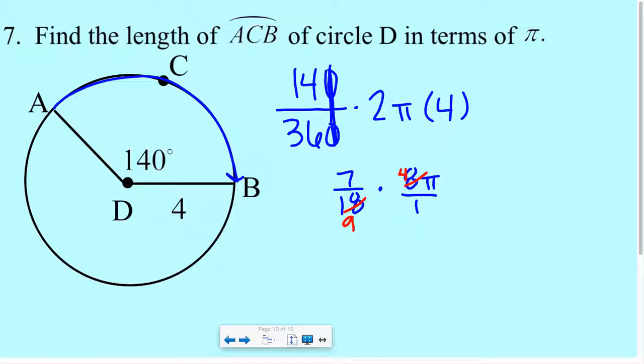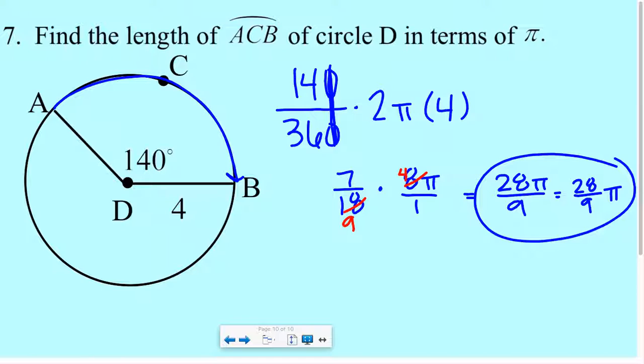And then I can't reduce anything else top to bottom, so now when I go straight across, 7 times 4 times pi is 28 pi. 9 times 1 would be 9. So 28 pi over 9. Sometimes you'll see it written like this, 28/9 then pi, that means the same thing. The pi is on the outside or on the top. But this would be your arc length, or arc ACB.